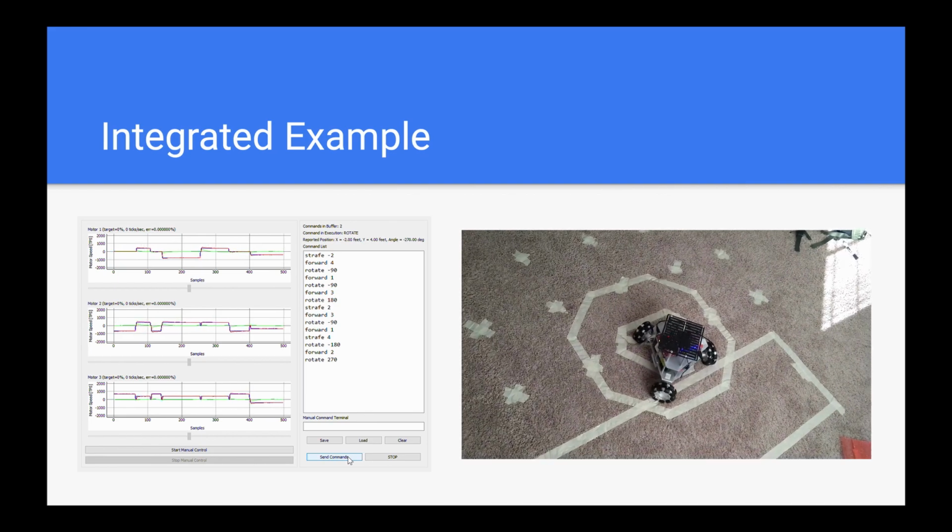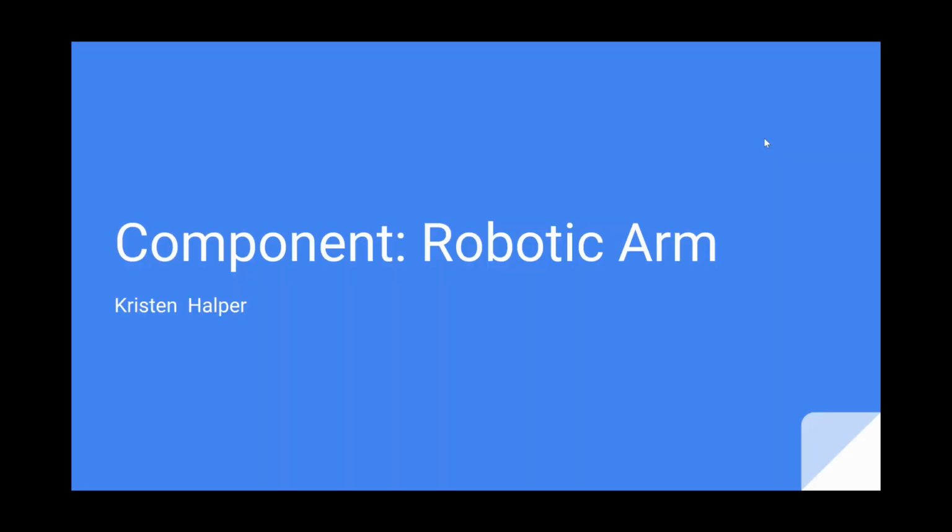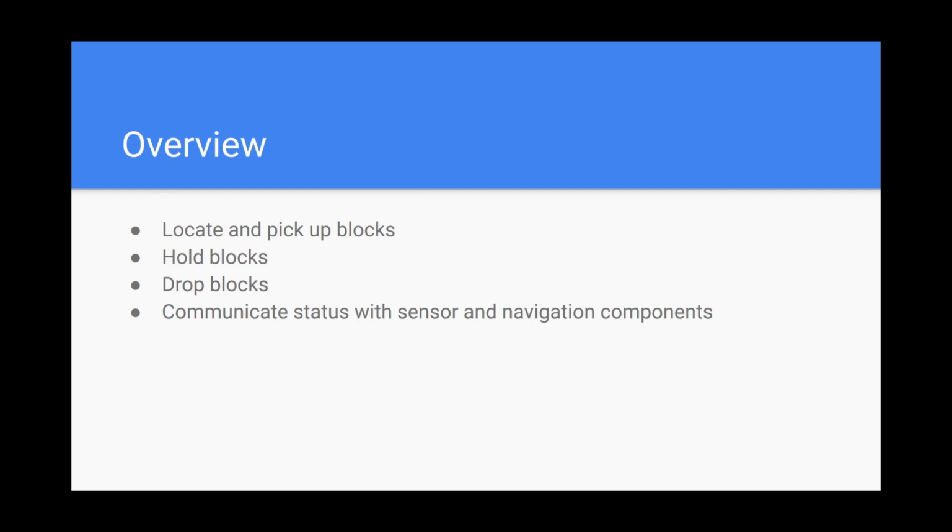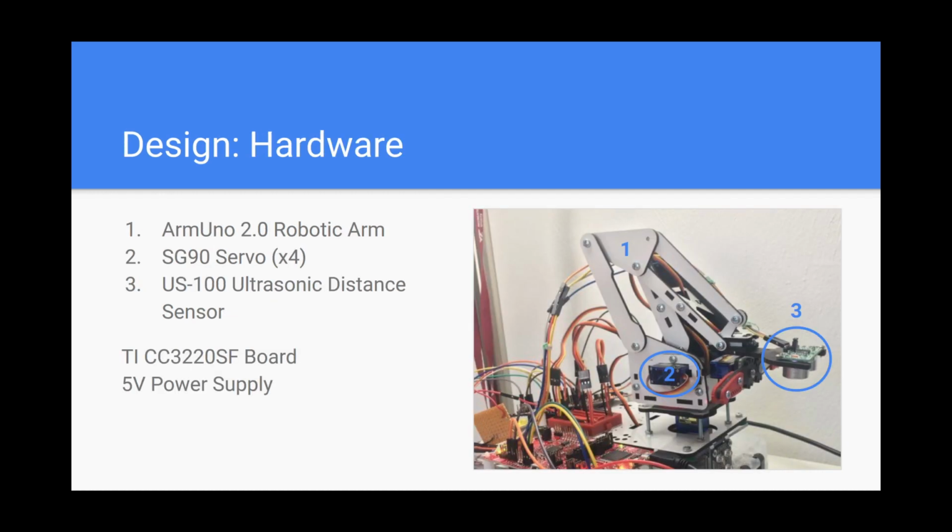Moving on to the robotic arm component, the main responsibilities of the robotic arm were to locate and pick up blocks, to hold them, to drop them, and to communicate the arm's status with the sensor navigation components. The hardware used in this component was the ARM Uno 2.0 robotic arm. It had 4 degrees of freedom, the SG90 servos so that the arm could move in the 4 directions, and these servos had a period of 20 milliseconds, and the duty cycle that we sent had to go between 1,000 and 2,000 microseconds to change the angle between 0 and 180 degrees.